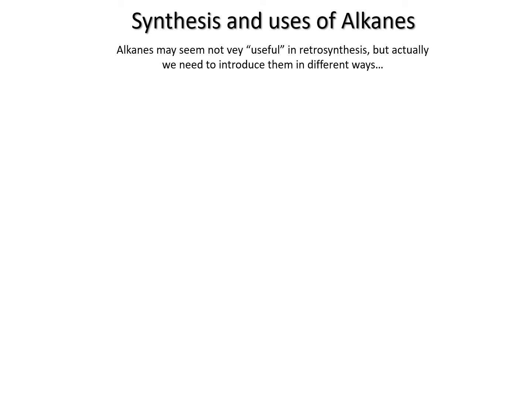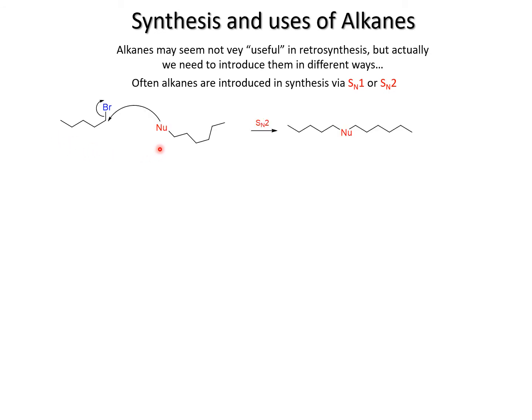You might think that sometimes introducing this kind of long aliphatic chain is not very useful or not very interesting, but actually introducing them in synthesis, which is normally done via a reaction like SN1 and SN2, can sometimes be a little tricky. For instance, we can imagine starting from this halogenated alkane, a long chain, and we can use a nucleophile so that we can attack with the nucleophilic function the carbon next to the halogen via an SN2 kind of reaction, and we can produce this kind of elongated long chain hydrocarbon.